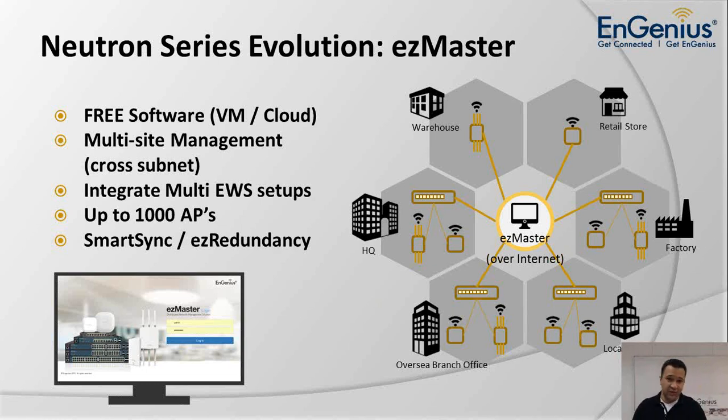It's free software, like a package. The main feature here is that it has multi-site management, in other words, cross-network, cross-subnet. It can integrate multiple Neutron setups, and we can go up to 1,000 access points. And we have management redundancy, which we call smart sync and easy redundancy.